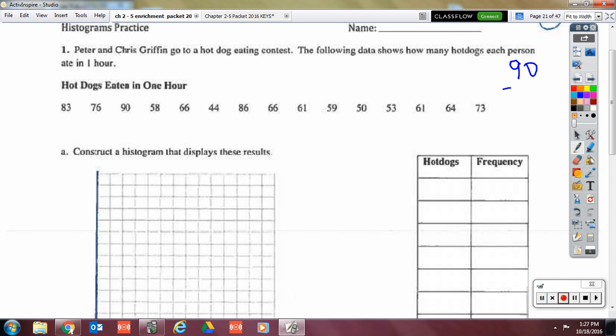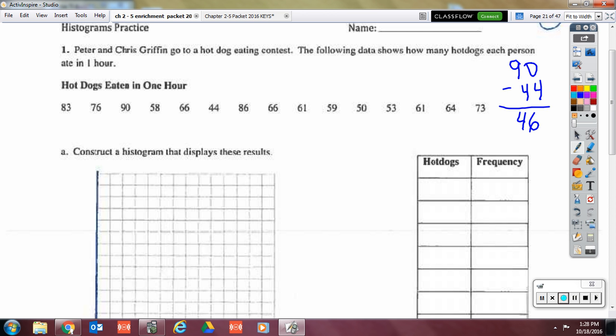I'm seeing a 44 there. Okay. So how much is that? Is that 46? Okay. All right. Do you recall how many bins I said that we want? How many bins do we want? 5 to 10. Good. 5 to 10 bins.